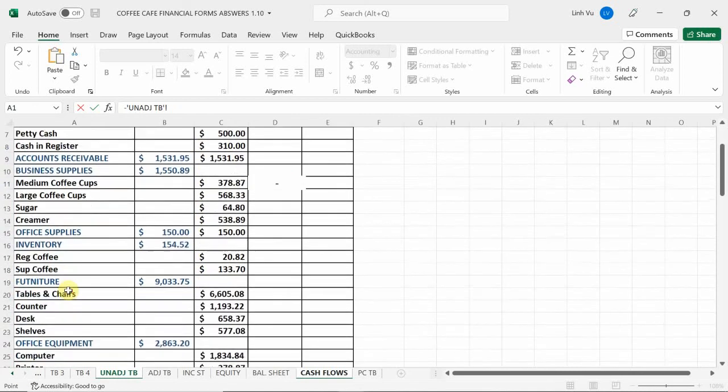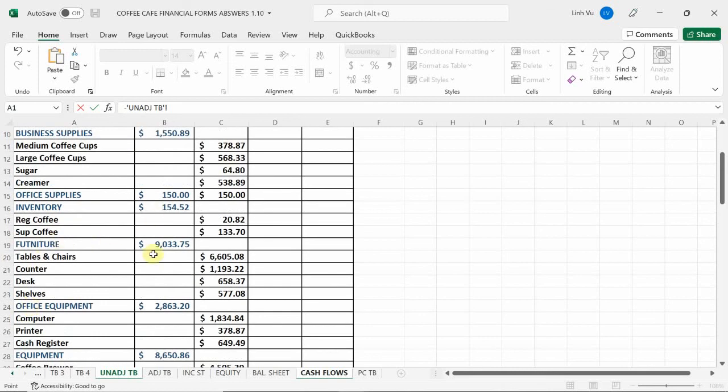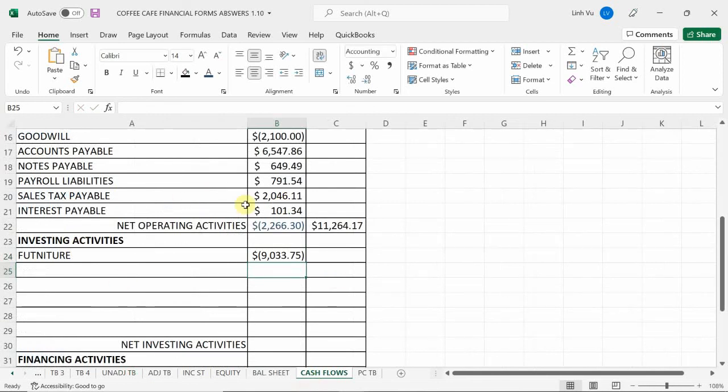So in this case, let's take a look at my fixed assets here. So furniture. So I purchased a total of furniture to be $9,033.75. Now, here's the question. Since I purchased my furniture for the $9,000, is that money that I have right now, or is that money that I spent? Money that you spent, right? So therefore, that's cash I don't have. So if this is cash I don't have, what happens is I'm going to subtract it out from my net right here, my net operating activities. Because in this case, I don't have this. I spent the money to buy furniture, okay?